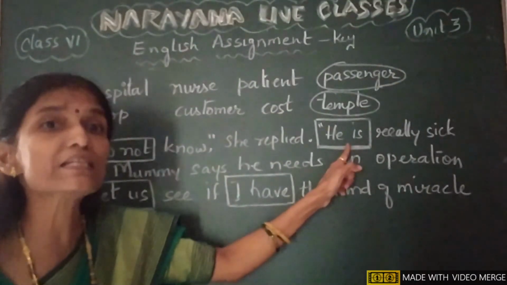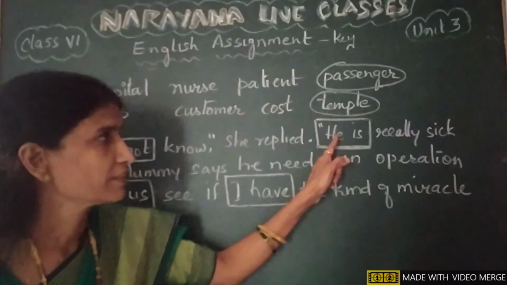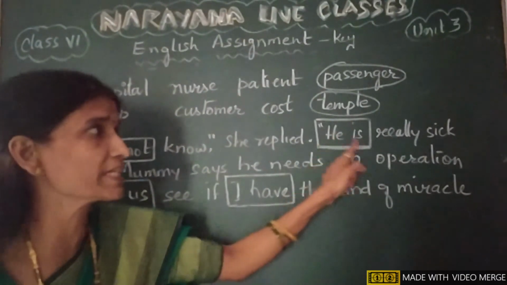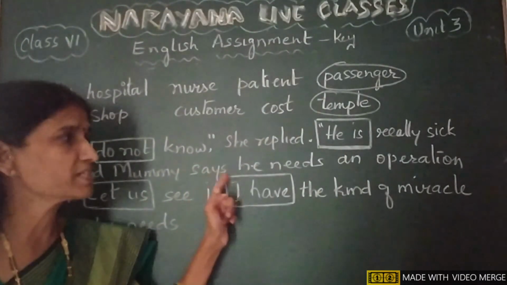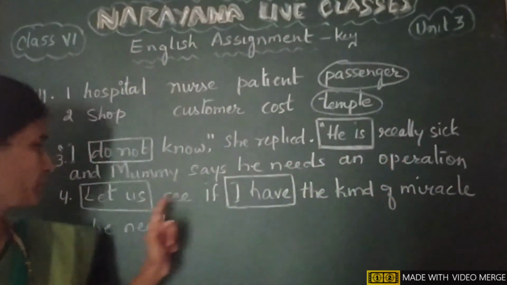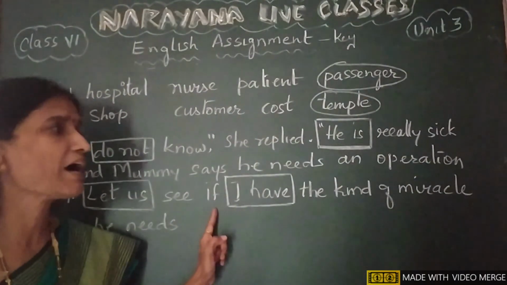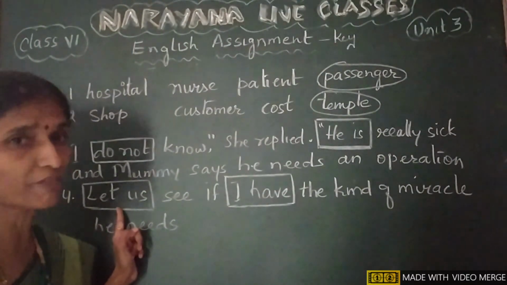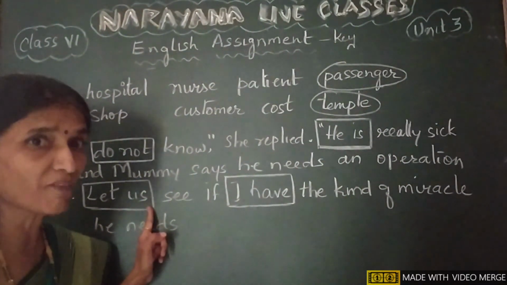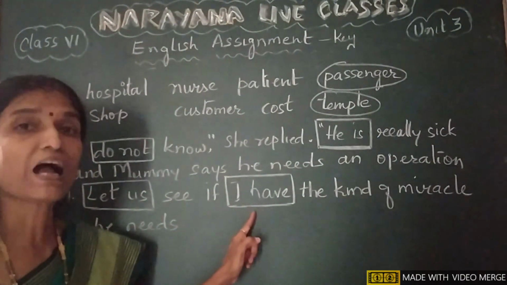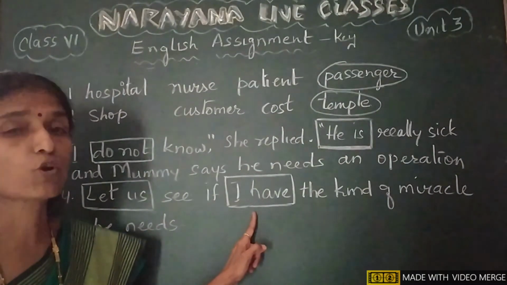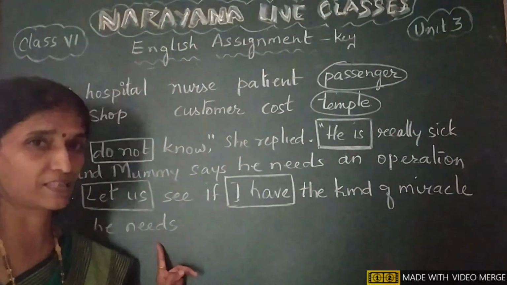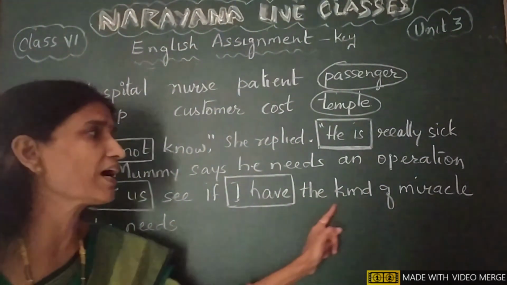He's really sick. He's is the contraction for he is. So the expanded form is he is. He is really sick. Mummy says he needs an operation. The next sentence: Let's see if I've the kind of miracle he needs. Let's is the contraction for let us. So the expanded form of let's is let us. I've is the contraction for I have. So, let us see if I have the kind of miracle he needs.